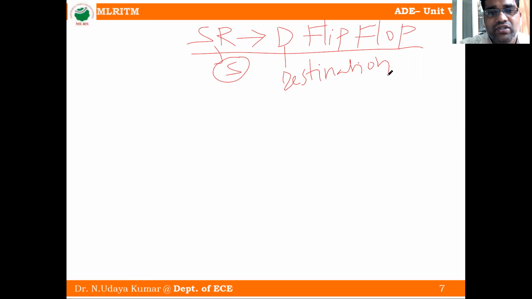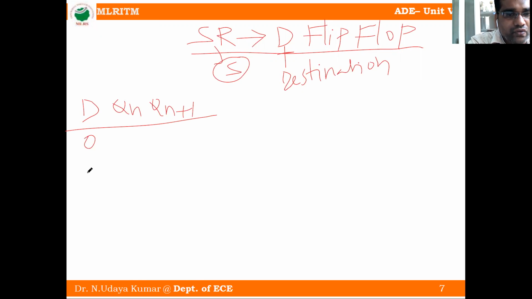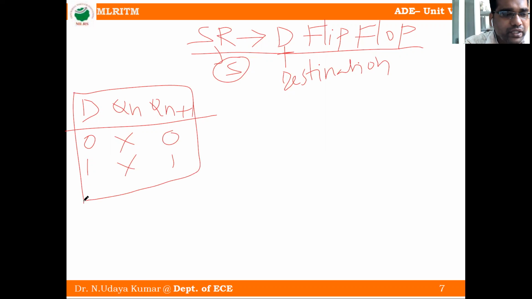What is the first step for SR to D flip-flop? First, write the truth table for the destination flip-flop, which here is the D flip-flop. The D flip-flop truth table has D, Qn and Qn plus 1. Here the present state is don't care. Whatever input is given to D, we get the same output state. This is the D flip-flop truth table.